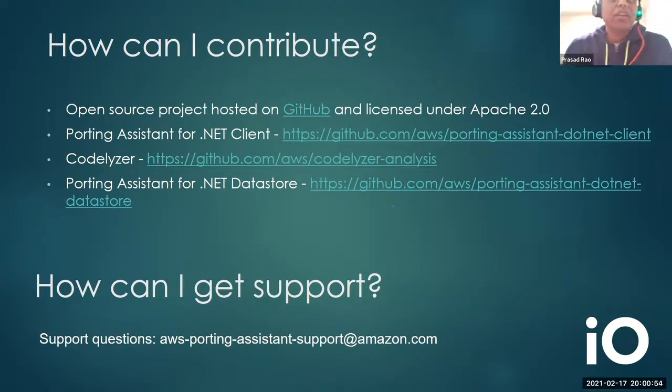It is hosted on GitHub under the Apache 2.0 license. Currently, it has 3 projects. The GitHub links are there for all 3. The first one is the Porting Assistant for .NET Client, the one that we have looked into. It contains the backend assessment APIs and the project porting code. It makes it easy to interface with the assistant from your own code if you want.